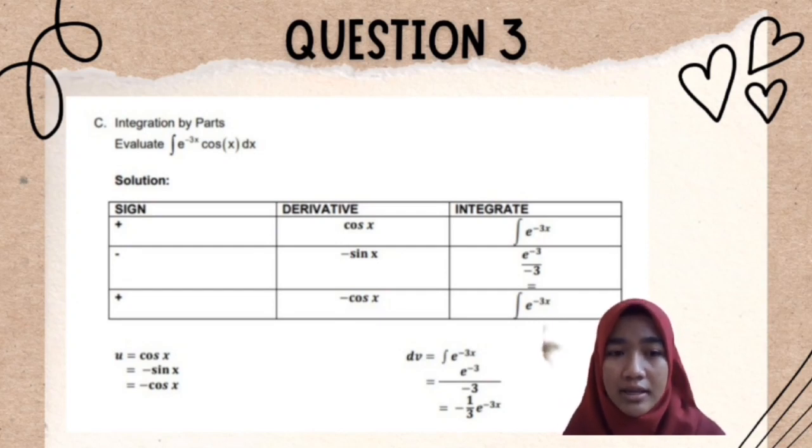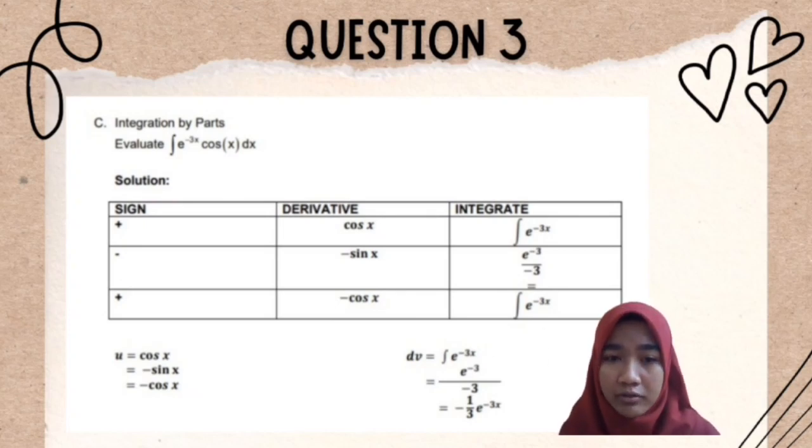were categorized as repeatable functions. It is because when the function is differentiated, we will get the function back. Let's see the example for this topic. The question asks to evaluate the integral of e to the power of negative 3x times cos x dx. If both of the functions are repeatable functions, we need to use the tabular integration method.